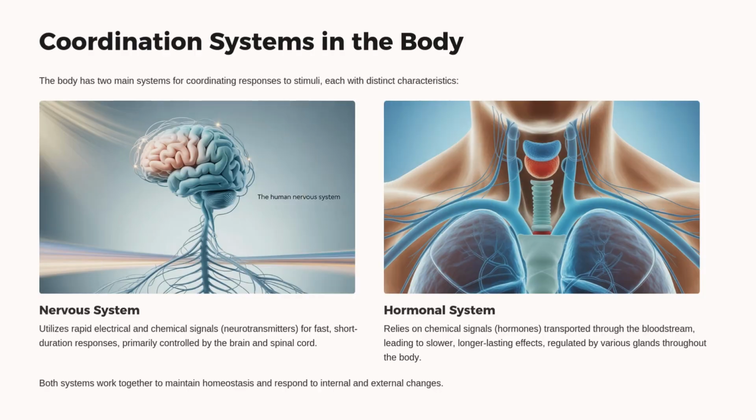Coordination systems in the body. The body has two main systems for coordinating responses to stimuli, each with distinct characteristics. Nervous system utilizes rapid electrical and chemical signals, neurotransmitters, for fast, short-duration responses, primarily controlled by the brain and spinal cord. Hormonal system relies on chemical signals, hormones, transported through the bloodstream, leading to slower, longer-lasting effects, regulated by various glands throughout the body. Both systems work together to maintain homeostasis and respond to internal and external changes.